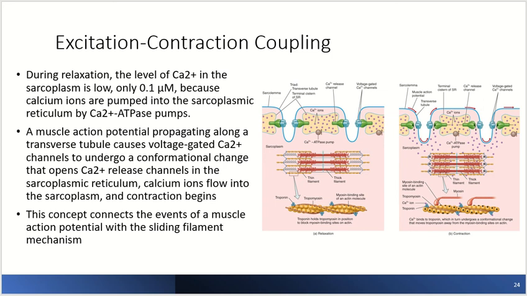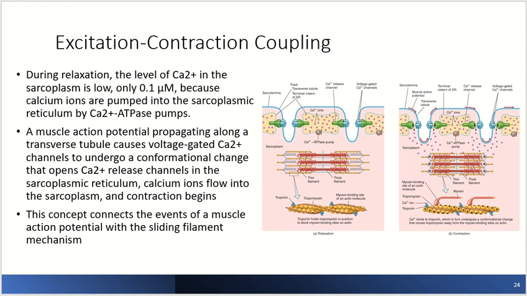Next we have our excitation-contraction coupling. This is really important because this is what's going to stimulate this whole contraction to occur, with the excitation of these muscular cells triggering and connecting to the contraction. During relaxation, the levels of calcium are going to be fairly low in the sarcoplasm. This is because the calcium ions are being pumped into the sarcoplasmic reticulum, and this is achieved by a calcium ATPase pump.